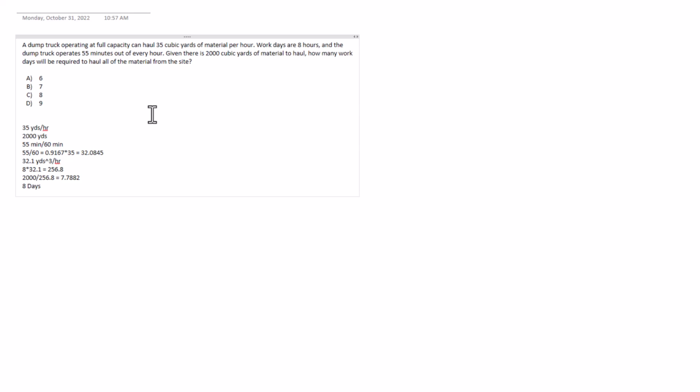Really it's some basic math, making sure you're accounting for what is given in the problem and what makes sense, and using your engineering judgment to determine how long this project would actually take. So that's the answer to this problem, 8 days.